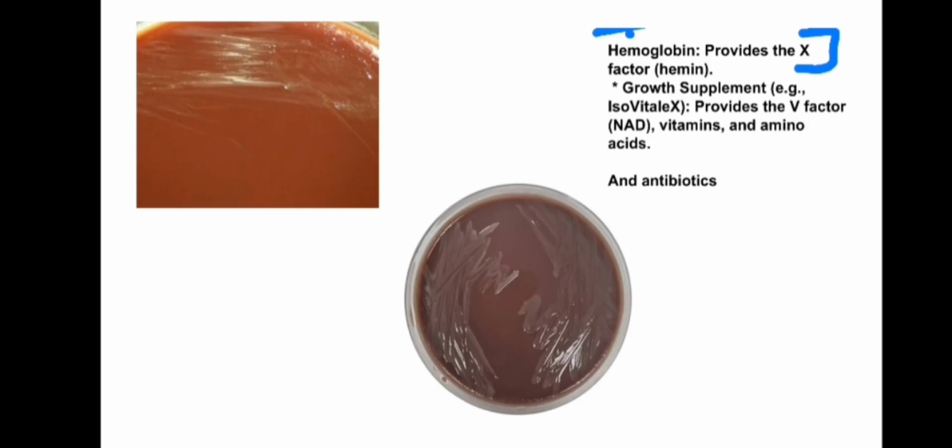Hemin, a growth supplement. An example is Isovitalex, a product name, which provides basically NAD, vitamins and amino acids, and antibiotics to inhibit the growth. And here you can see this example. You're not seeing a colony here, just giving an example of chocolate agar and also the spread plate technique.